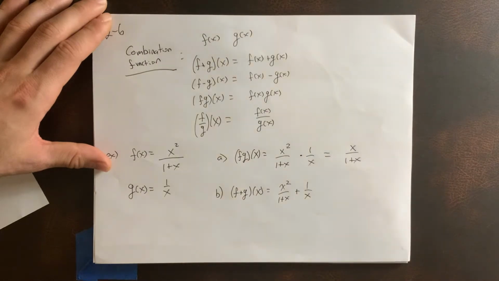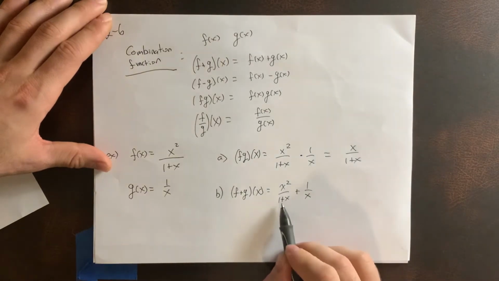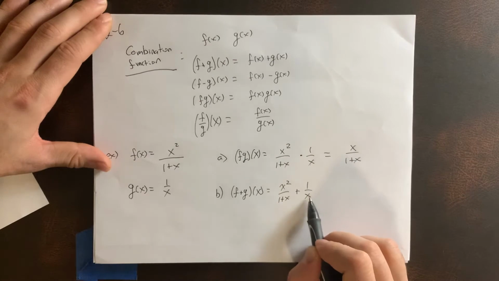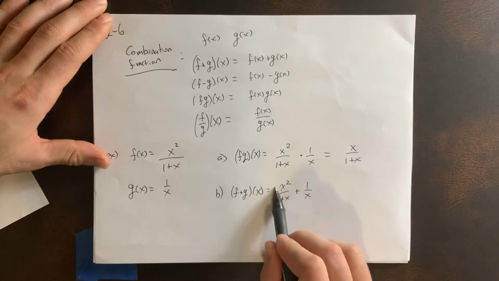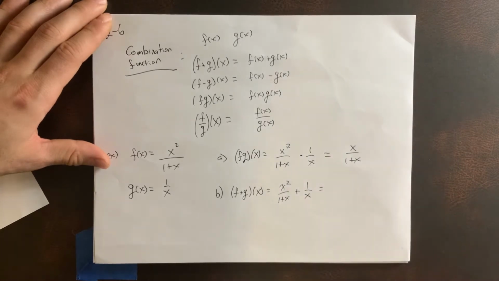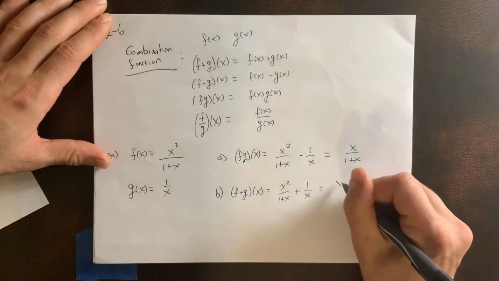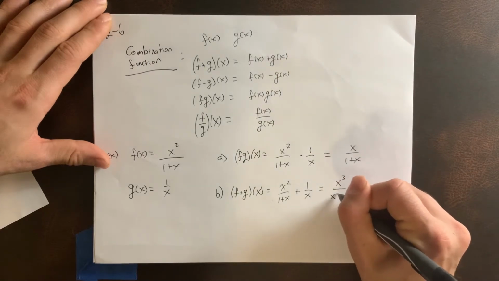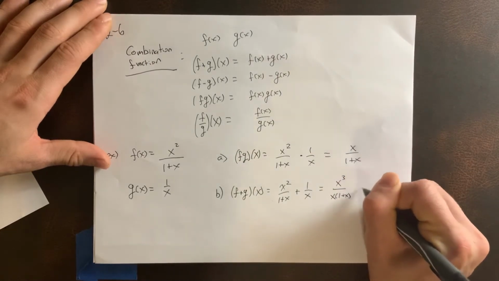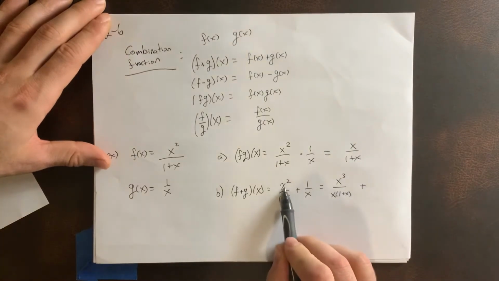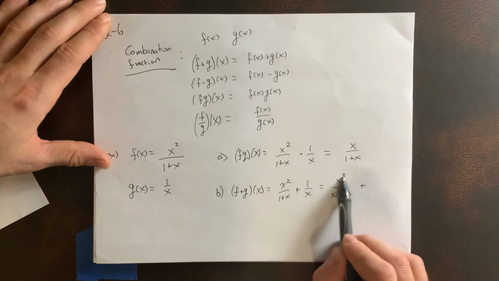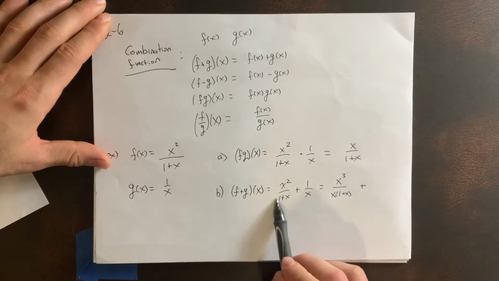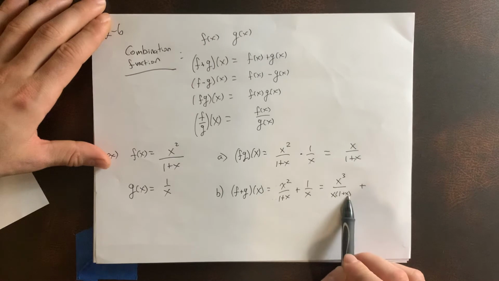Okay, so now we need to find a common denominator. Well, this one has a 1 plus x on the bottom, and this one has an x on the bottom. So our common denominator is going to be x times 1 plus x. So in this one over here, we have to put an x on the bottom of this one and an x on the top of this one. So when we do that, we're going to have x cubed over x times 1 plus x. So again, all we did here is we took this one and we put an x on the top and an x on the bottom. If we put an x on the top, that's going to turn into x cubed. And if we put an x on the bottom, that's just going to be x times 1 plus x.